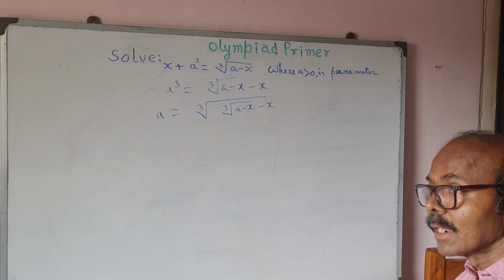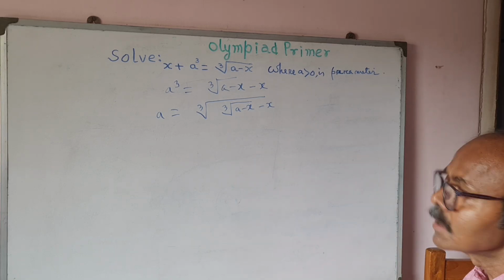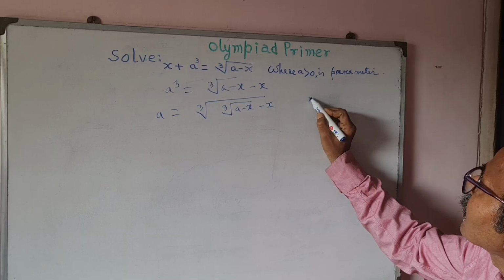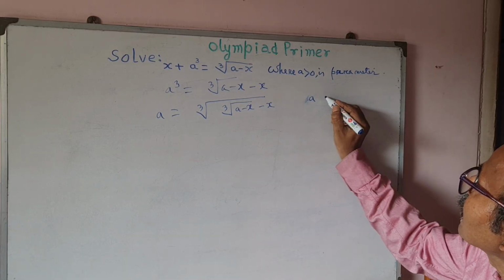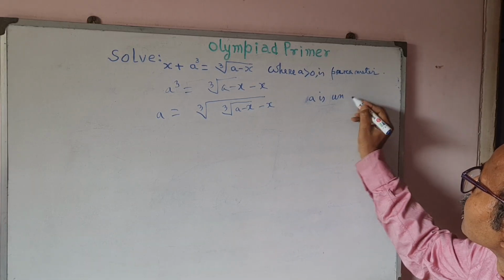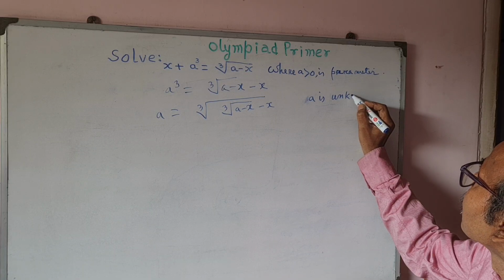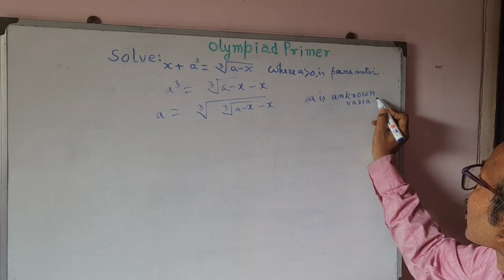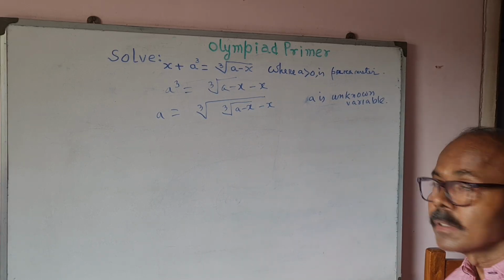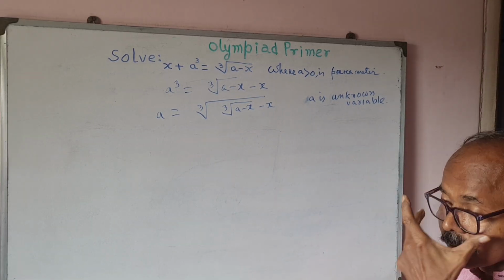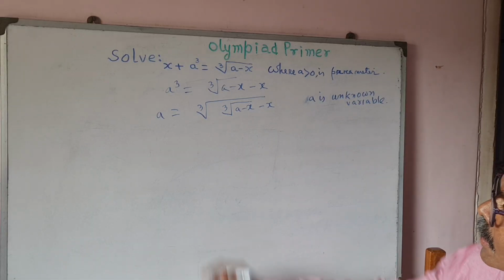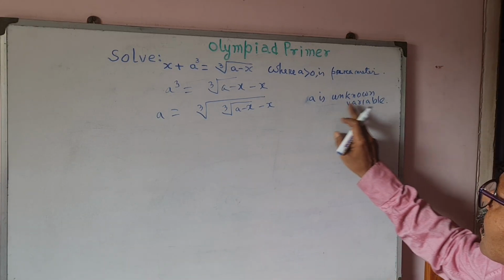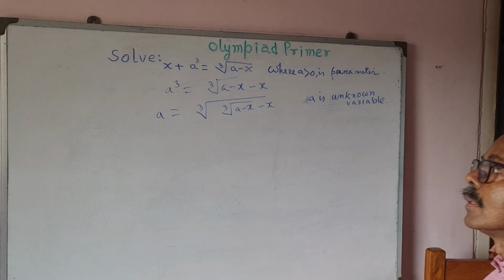And now the technique is we can consider this equation as a is the unknown variable. Okay, the technique we have to take in this equation, that after writing this equation, we consider that a is the unknown variable.